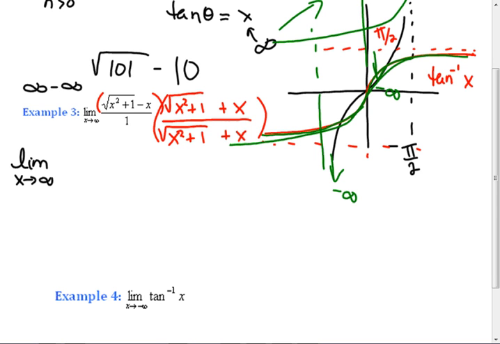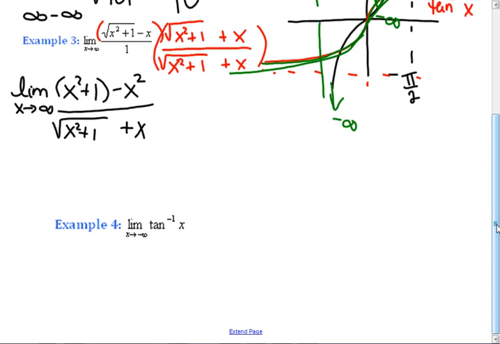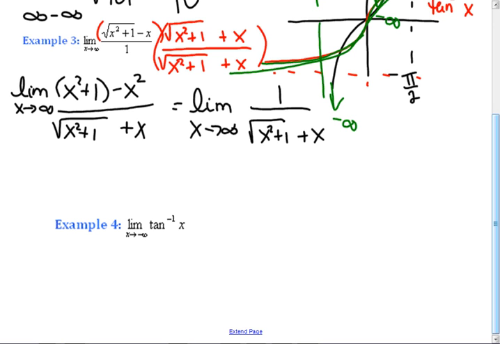Multiply these out, and I get x squared plus 1, right? And I pick it this way so I get rid of the radicals in the numerator. They're gone. And it's minus x squared over the square root of x squared plus 1 plus x. So what happens in the numerator? I get the limit as x goes to infinity. The x squareds go away. It's 1 over the square root of x squared plus 1 plus x. Why is that hard? Is it the algebra?